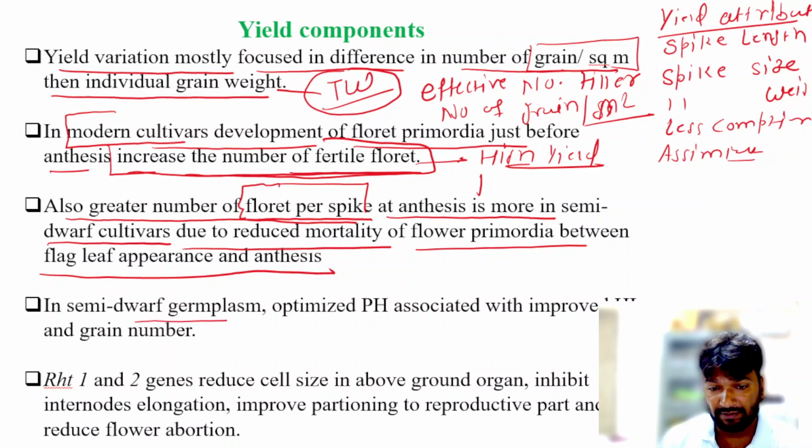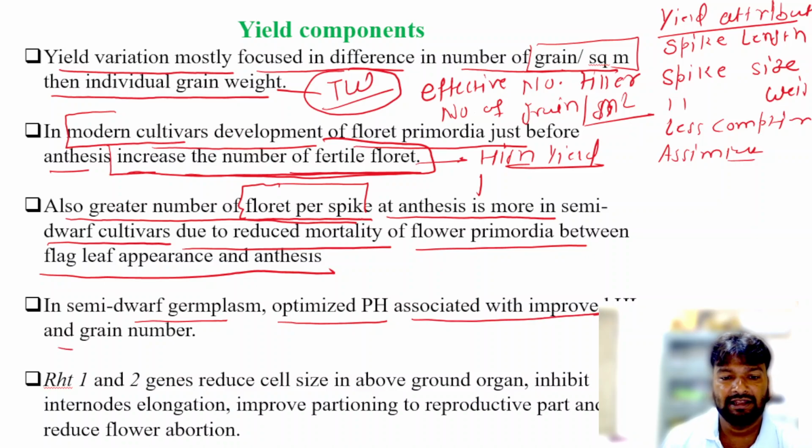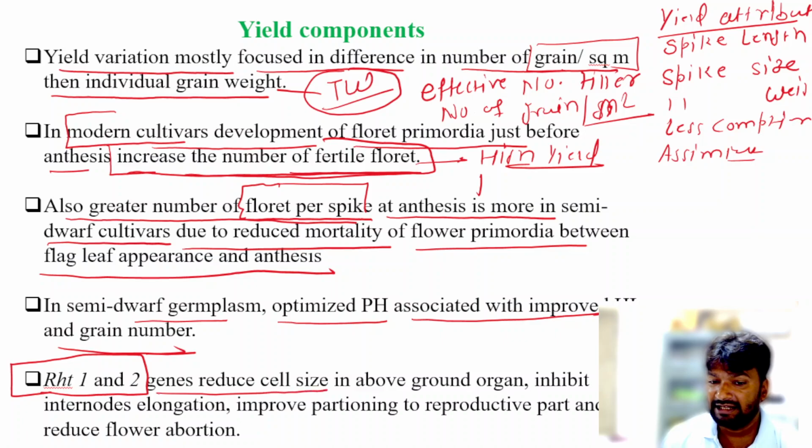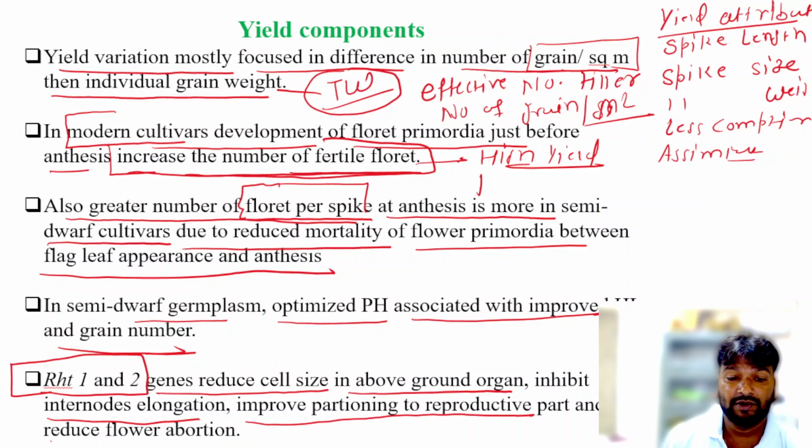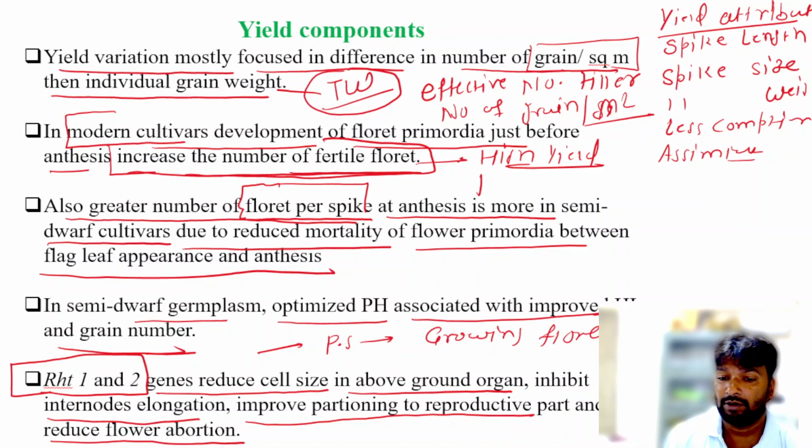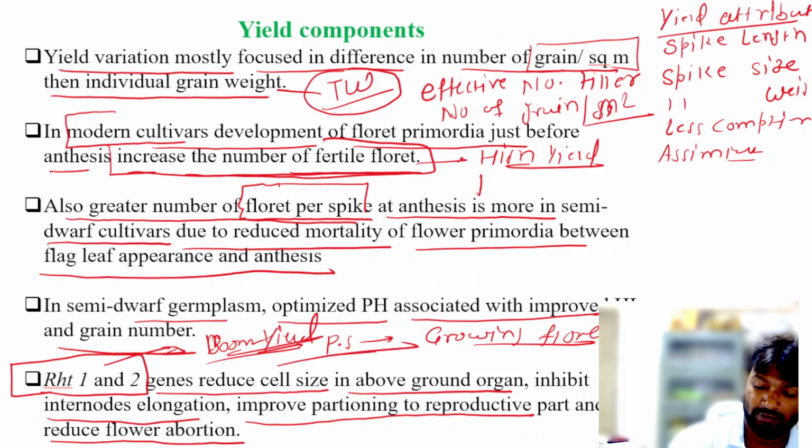In semi-dwarf germplasm, there is an optimized plant height that is associated with improved harvest index and the grain number. Okay. So there are two genes, that is Rht1 and 2. These genes reduce the cell size in the above ground organs, inhibit the internode elongation, improve partitioning to the reproductive part, and reduce floret abortion, because there is more photosynthate to the growing florets. Okay. So that's why these two genes are responsible for boosting the yield in wheat, also responsible for the grain regulation. Okay.